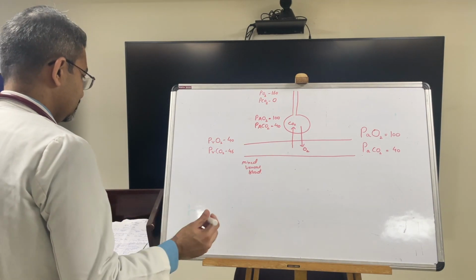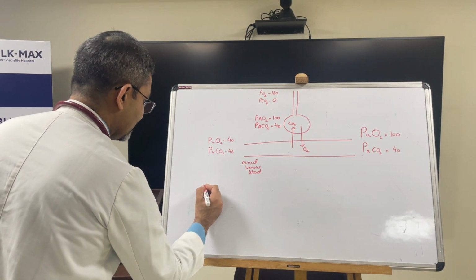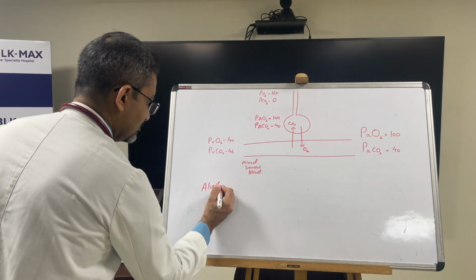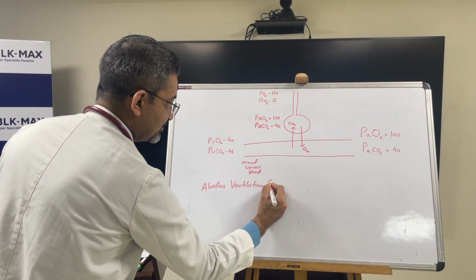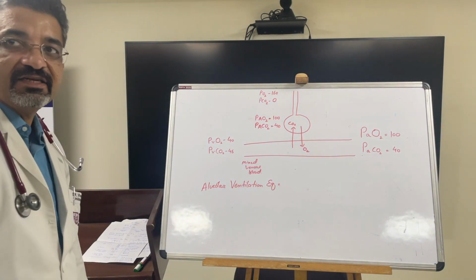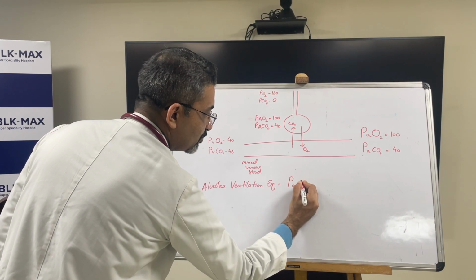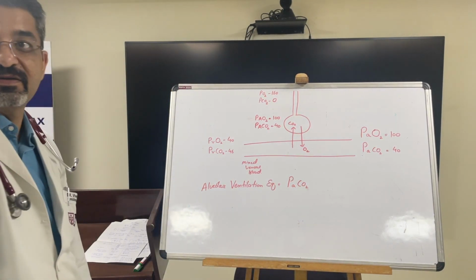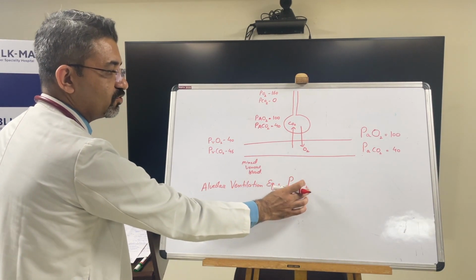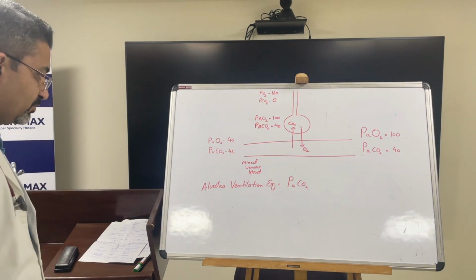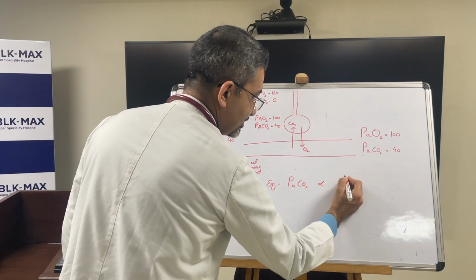You have to remember two things. You don't have to remember the equations, they are difficult, but just remember the concept. The first thing is the alveolar ventilation equation. It technically is telling you something about the tension of CO2 in arterial blood, that is, PaCO2.